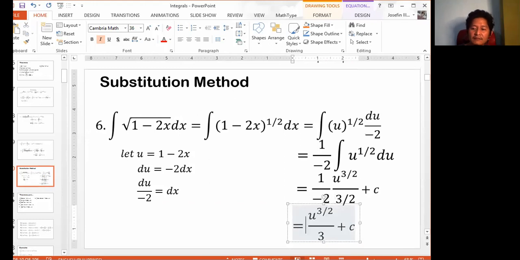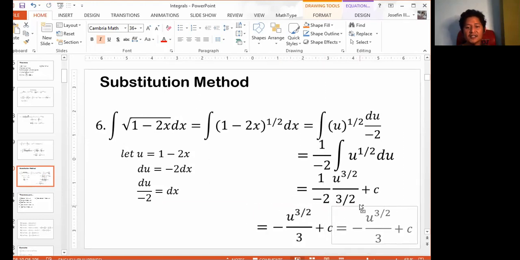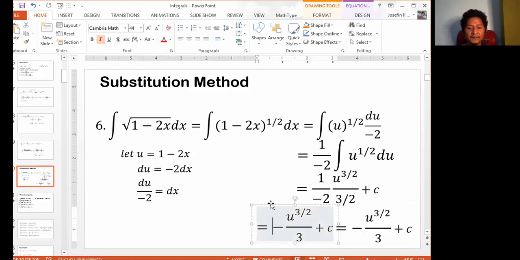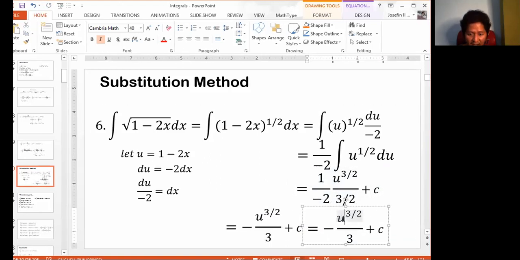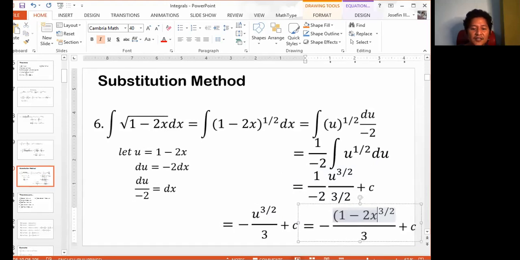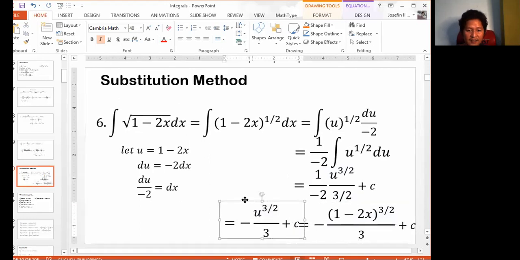Okay? Yan. Okay? And then we just put it back to its original variable. Yung original variable natin ay in terms of x, so palitan na lang natin yung ating u ng x. Madali-dali yung ating. So, papalitan lang natin itong base natin na to, okay, ng yung u natin maging 1 minus 2x. Kasya sa C.